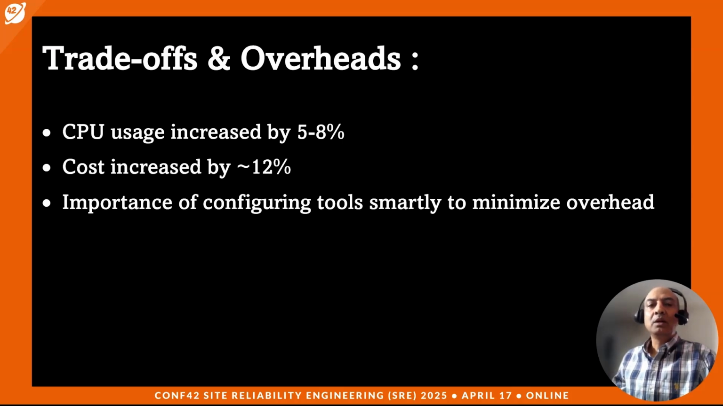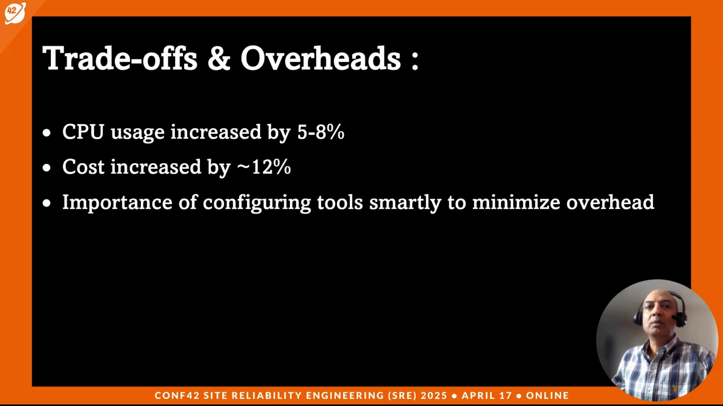Second, we saw a rise in operation cost of around 12% on average. This includes the cost of the tools themselves and the extra cloud resources needed to run them. These overheads are not necessarily bad, but they need to be managed smartly.